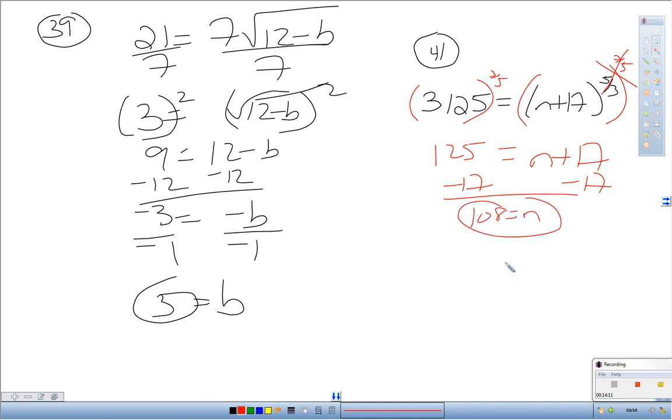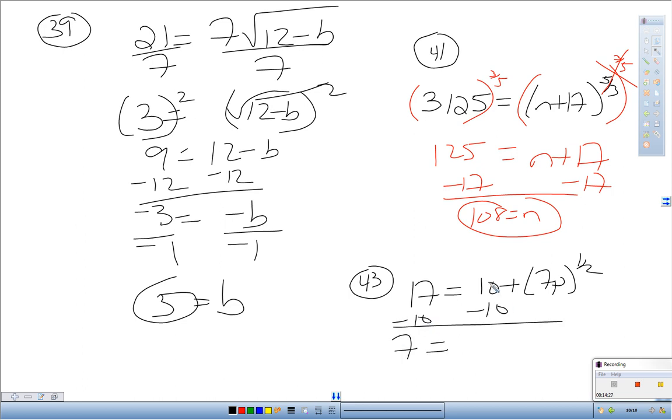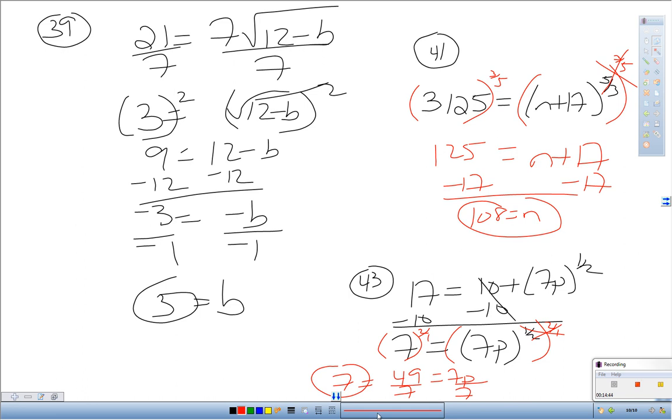108 for number 41. All right, for 43, I've got 17 equals 10 plus 7p to the 1/2. Now, before I do the reciprocal, I've got to subtract 10. That gives me 7, and so now I have the parentheses by itself, and so now I'll do the reciprocal. The reciprocal of 1 over 2 is 2 over 1, and if I plug that in the calculator, 7 to the 2 over 1 is 49, which crosses out, leaves me 7p. Divide by 7, that gives me my answer of 7 for number 43.